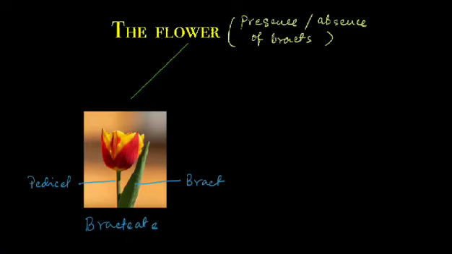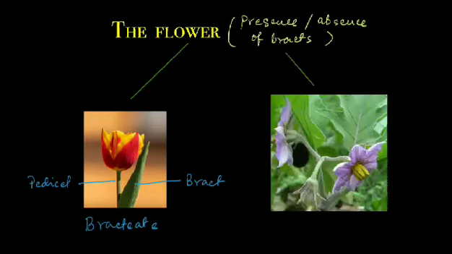And flowers which do not have bracts are called abracteate. So right here, if you look closely, these are the pedicels of the flowers, and there is no leaf or leaf-like structure at the base of any of the pedicels. Hence, these flowers are abracteate.